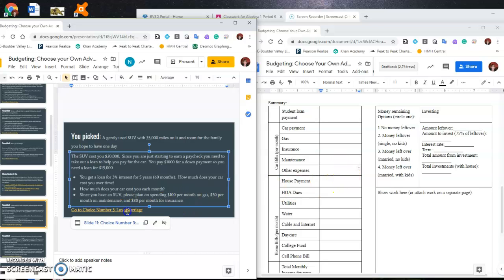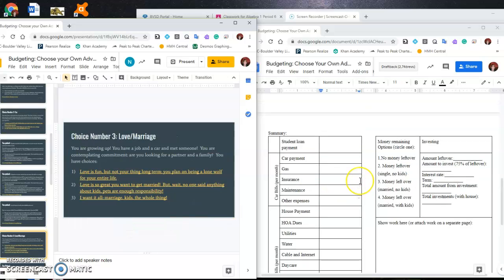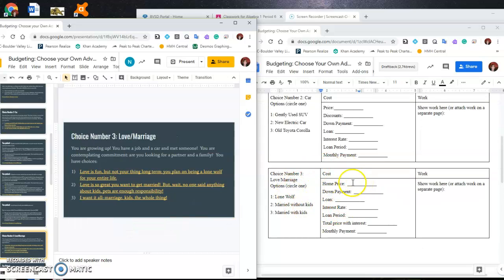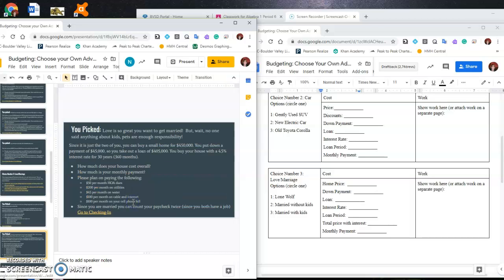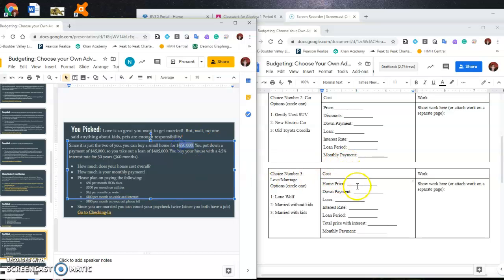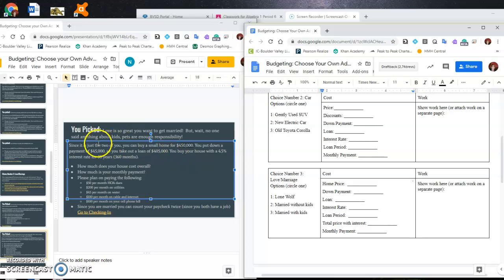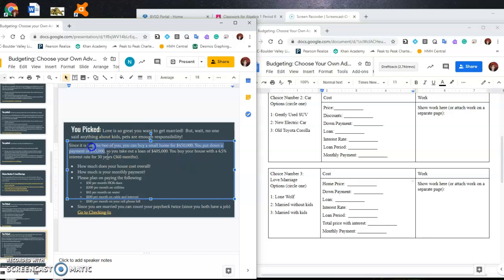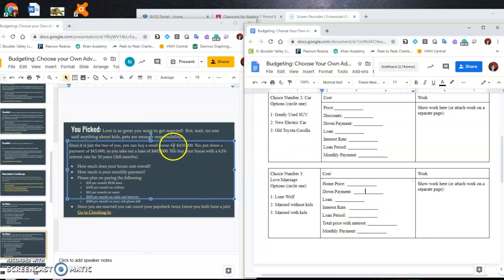Okay, so then our next choice is love and marriage, and that's going to be here on your worksheet. You pick your choice and click on that link. And then it tells you about your home. So the home price in this case is 450,000. So we put that in our home price. Our down payment is 45,000. So we put that in our down payment.